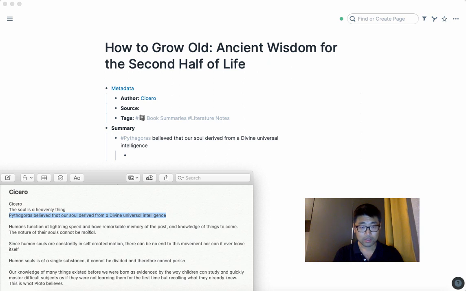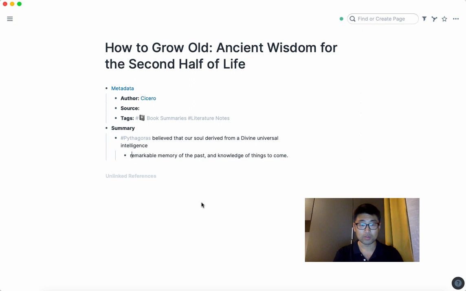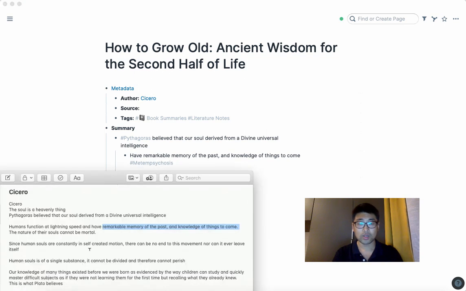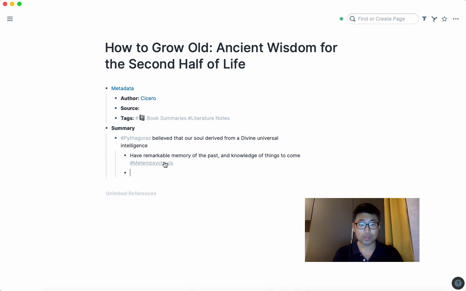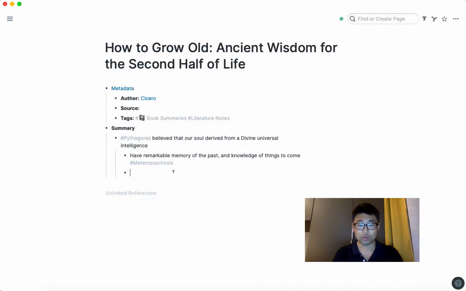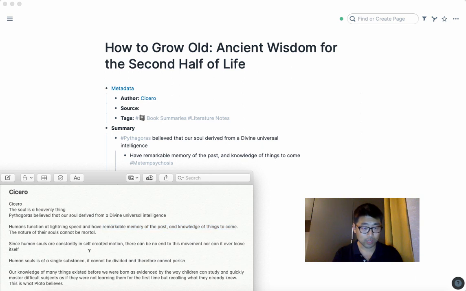That this is human function aligns to have remarkable memory of the past. Okay, so the reason why he thinks this is because we have a remarkable memory of the past and knowledge of things to come, which is a concept known as metempsychosis. Okay, and another word for it is transmigration, and it's explored quite a bit by Plato as well.